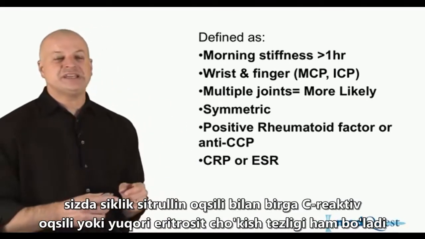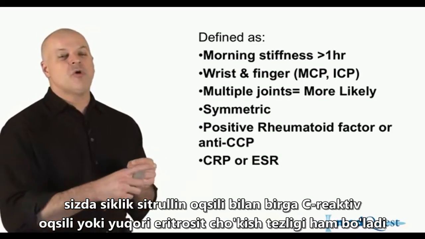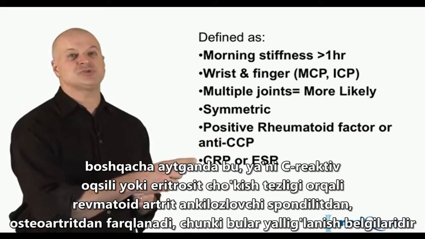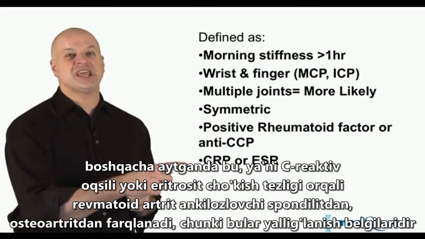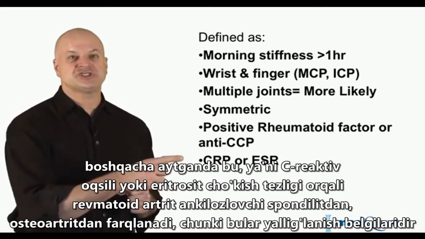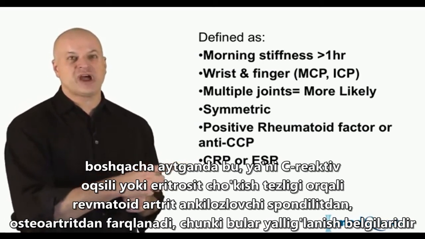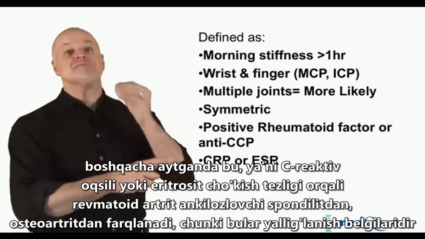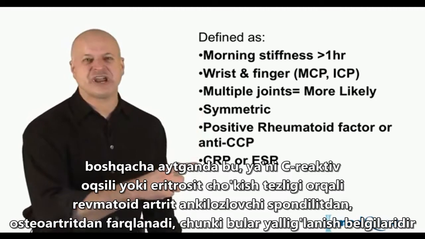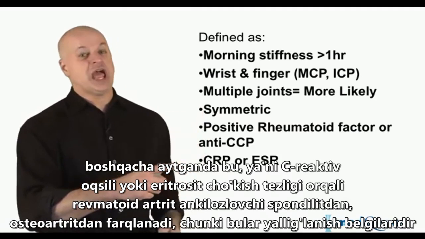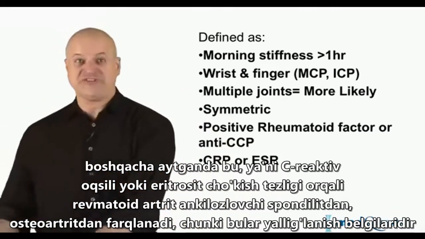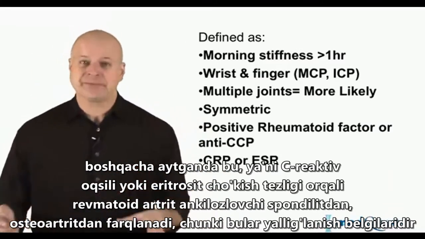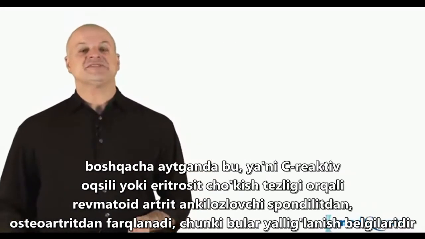Now, you've got to have either a cyclic citrullinated peptide, or a C-reactive protein or sedimentation rate. In other words, the difference between rheumatoid arthritis and osteoarthritis, ankylosing spondylitis, and all the others is that there must be some laboratory evidence of inflammation. Now, it's not just one of them. It could be a rheumatoid factor or C-reactive protein or sed rate, but you've got to have some laboratory evidence proving that there's real inflammation there.